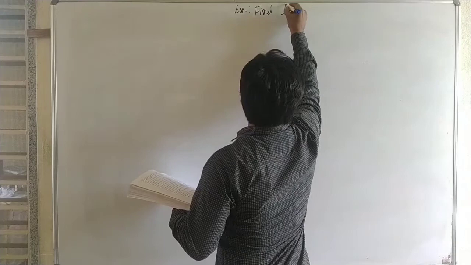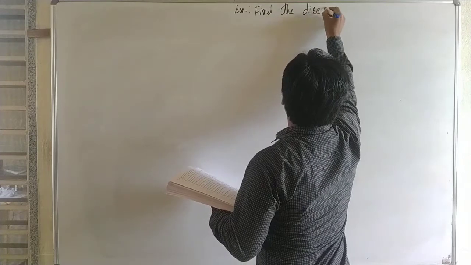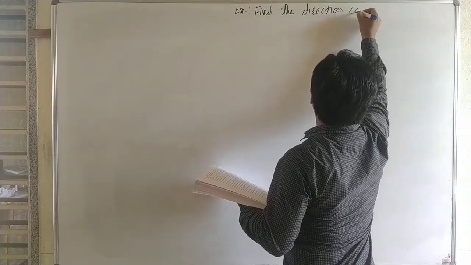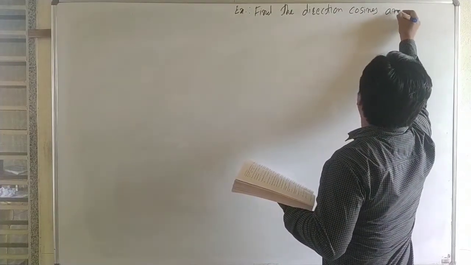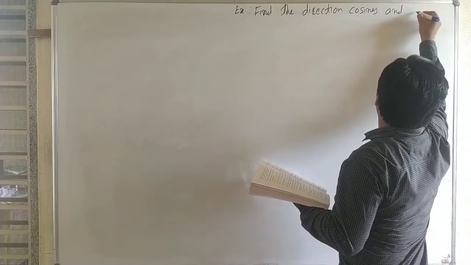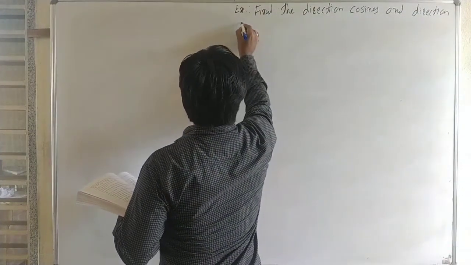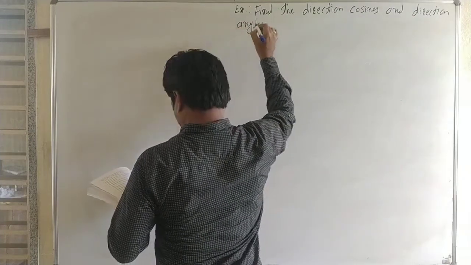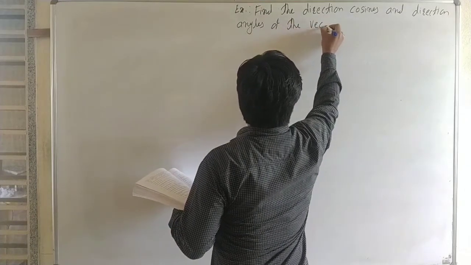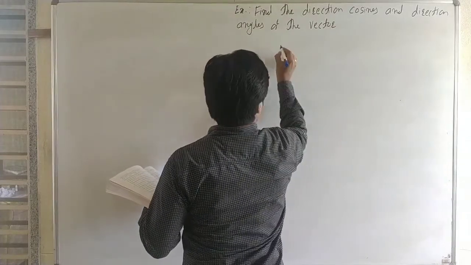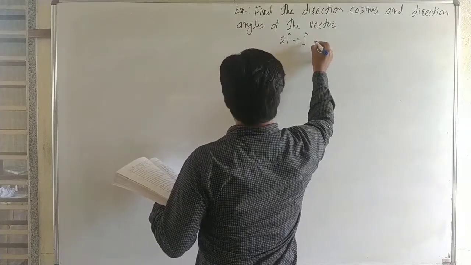Find the direction cosines and direction angles of the vector 2i cap plus j cap plus 2k cap.